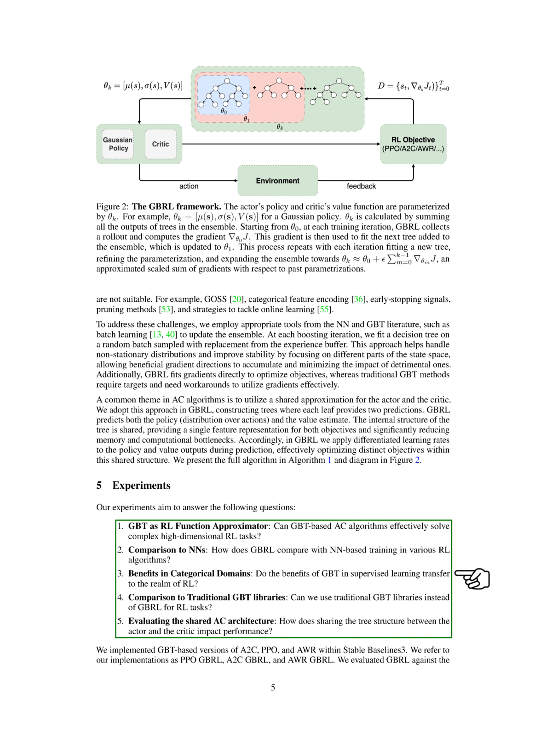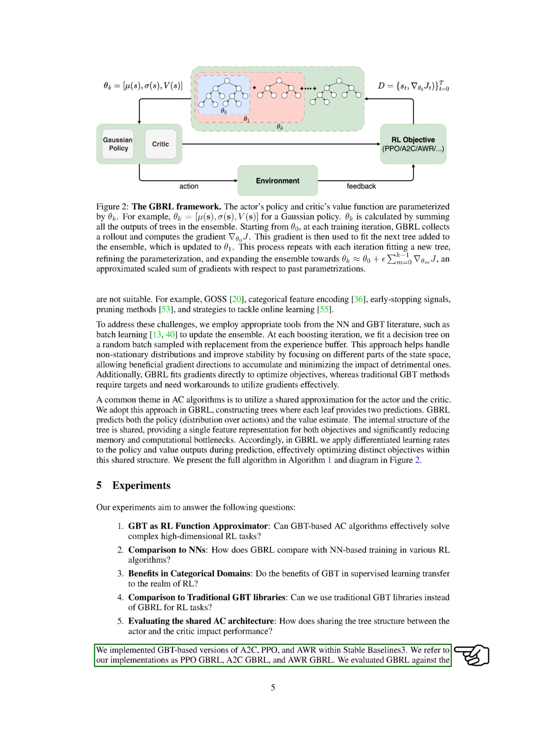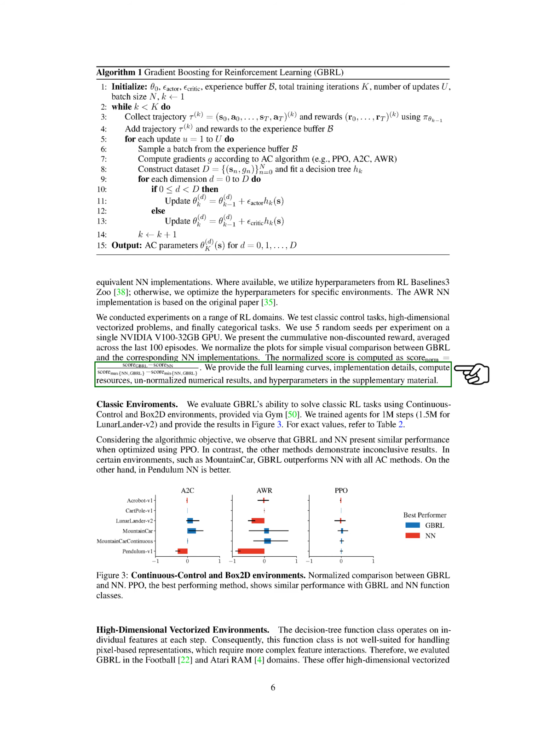Our experiments focus on evaluating the effectiveness of GBT-based AC algorithms in solving complex RL tasks, comparing GBRL with NN-based approaches, exploring the benefits of GBT in categorical domains, and assessing the impact of sharing the tree structure between the actor and the critic. We implemented and tested GBRL versions of A2C and AWR in various RL environments, comparing them with NN implementations. We provide detailed results, including learning curves, implementation specifics, and hyperparameters in the supplementary material.